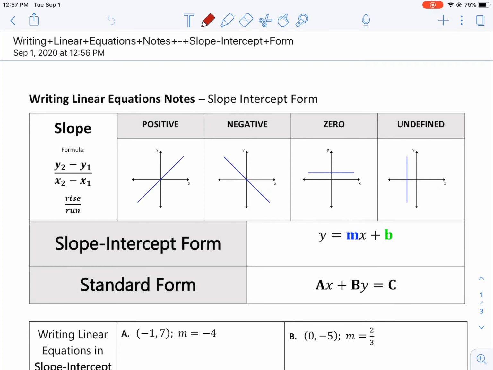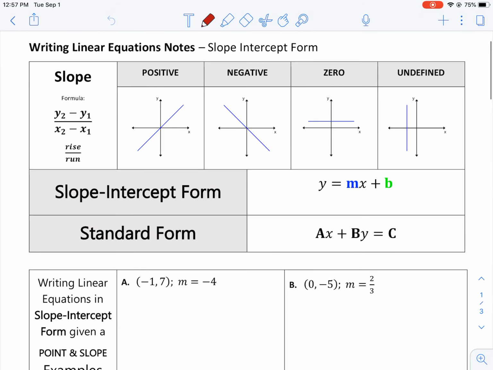Hey everyone, we're going to do writing linear equations part 2 today. All right, we're actually going to do slope-intercept form. So yesterday we did point-slope form, and I know you guys don't know point-slope form as well as you know slope-intercept form, but I actually think point-slope form is easier, and I'm going to show you why today. So we're gonna do slope-intercept form today.